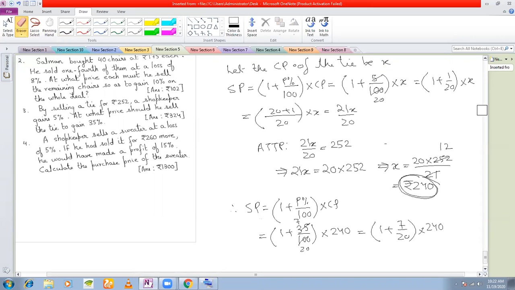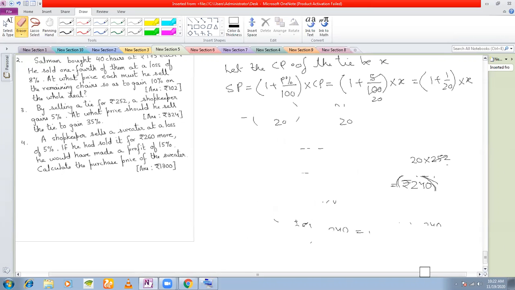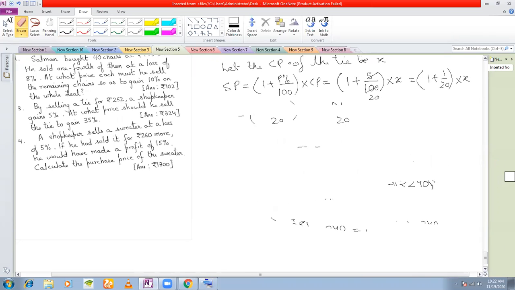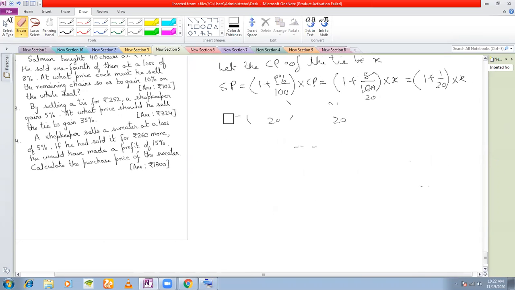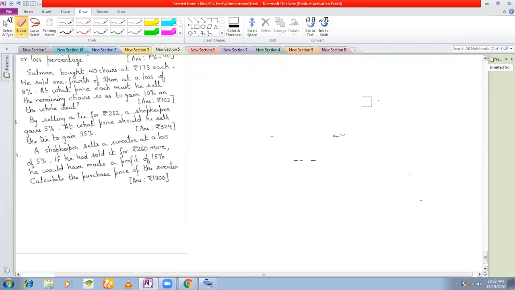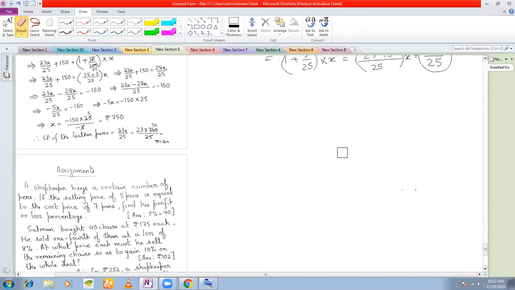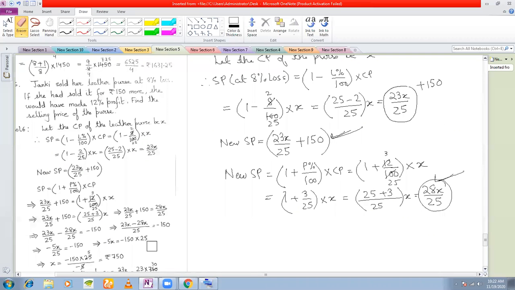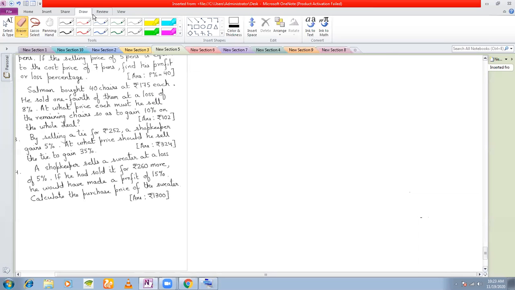Next one, number 4. A shopkeeper sells a sweater at a loss of 5%. If he had sold for 260 more, he would have got a profit of 15%. Now this problem is exactly similar to number 6 that we solved here, where Janki sold a leather purse. So let me give you a few steps still. If he had sold it for 260 more, he would have made a profit of 15%.